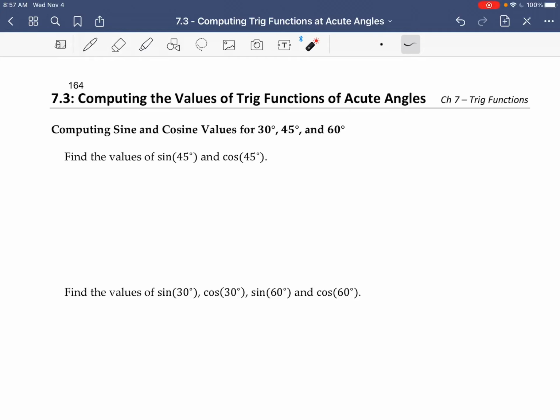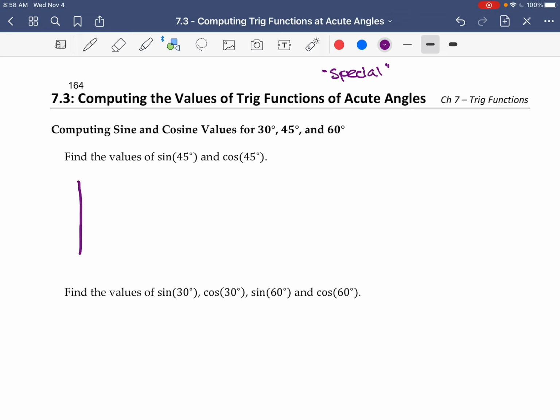In this video, we're going to compute the values of some of the trig functions at some acute angles. So we're going to focus on some special acute angles. The first one of which is 45 degrees. The reason why 45 degrees is special is that it's complementary to itself. So 45 plus 45 is 90.